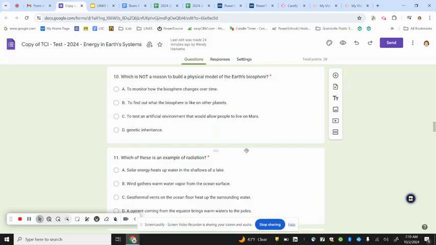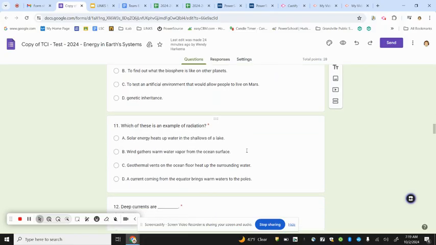Number 10, which is not a reason to build a physical model of the Earth's biosphere? A, to monitor how the biosphere changes over time. B, to find out what the biosphere is like on other planets. C, to test an artificial environment that would allow people to live on Mars. D, genetic inheritance.